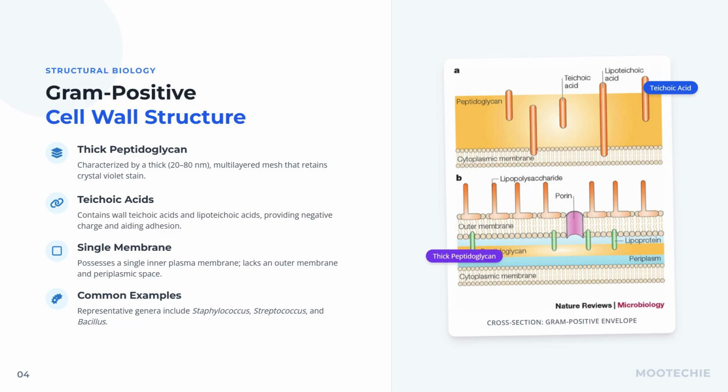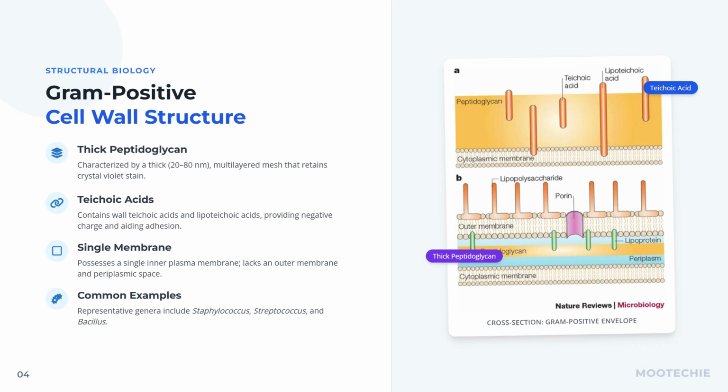Structural biology, gram-positive cell wall structure. These bacteria have a simpler but formidable design. Thick peptidoglycan, a 20 to 80 nanometer multi-layered mesh that retains crystal violet stain. This immense thickness is their defining feature. It's like wearing a very thick, sturdy coat that soaks up and traps the purple dye during staining.